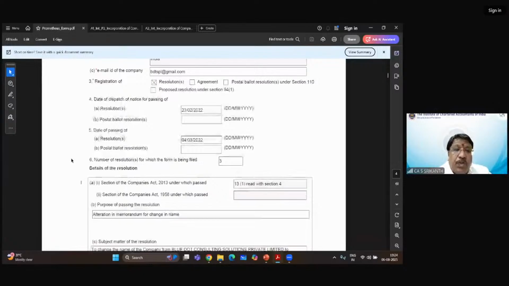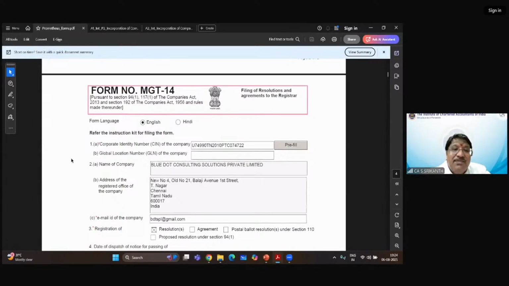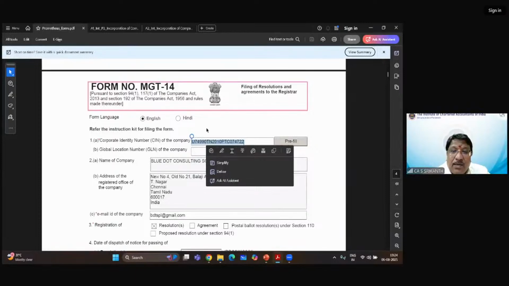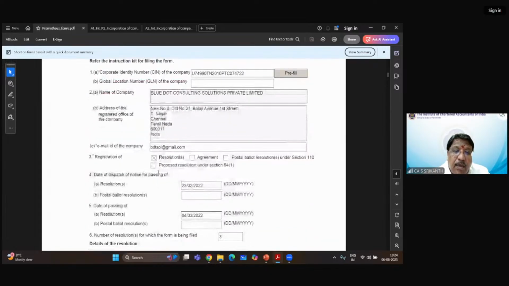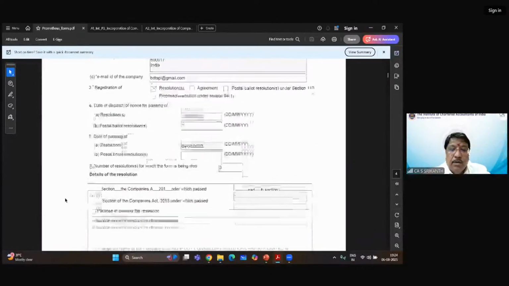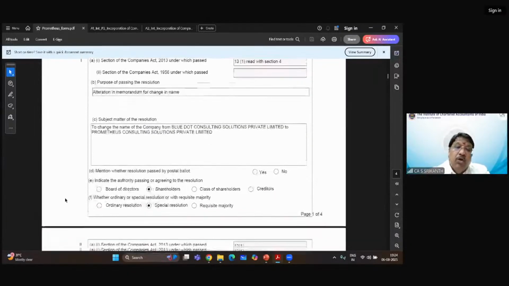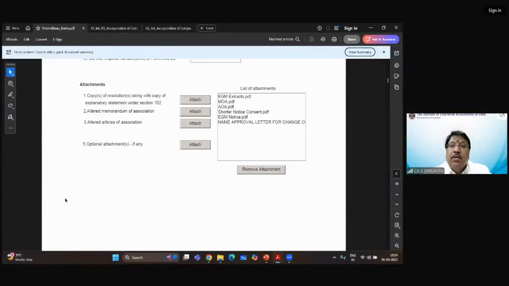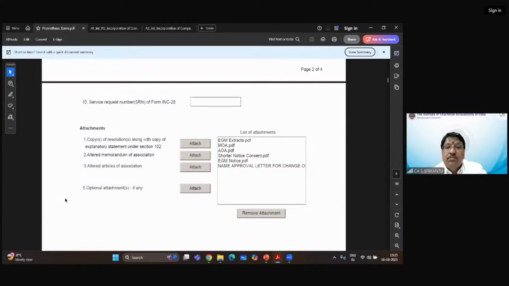So this is INC, this is MGT 14. Whenever you pass a special resolution, you have to file MGT 14 within 30 days. This is the CIN of the company, not SIN. Then the subject matter of the resolution is to change the name. Also, the resolution copy will be attached. So what all you're attaching will be given. Got it?